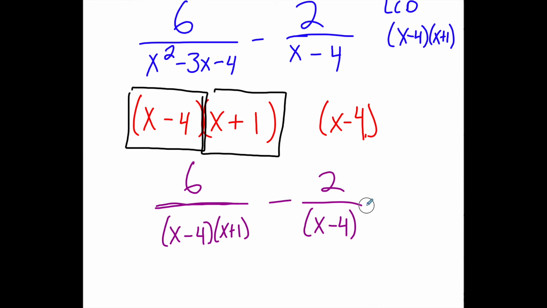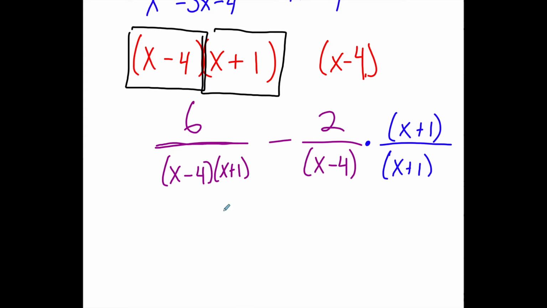I got both pieces. On the right, I am missing an x plus 1, right? I got my x minus 4, but I need to put in there my x plus 1. So I'm going to drop in my x plus 1, okay? That's really important. All right, so on the left, we don't expect anything to change.